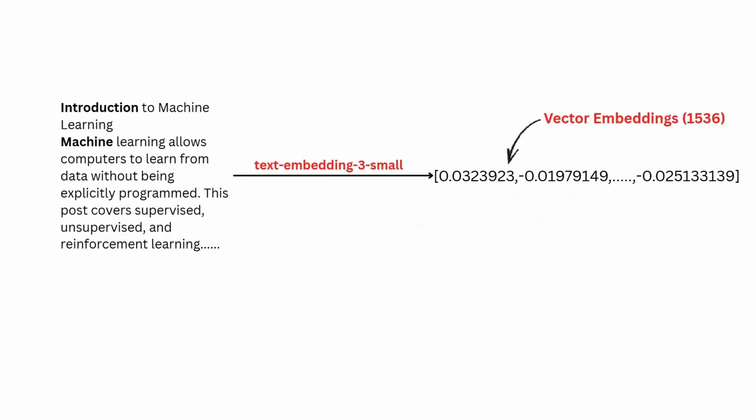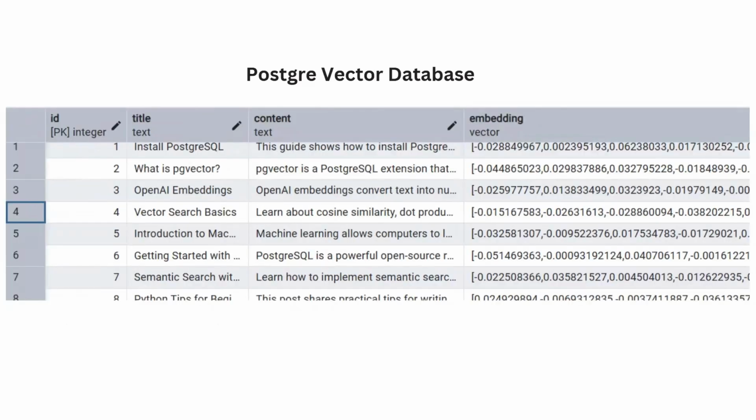We will be using OpenAI's text-embedding-3-small model to generate vector embeddings. We can use the large one, but at this point in time, we don't require that model. So let's go ahead with the small model. Then we are going to store all the data and their corresponding vector embeddings in the PostgreSQL vector database table.